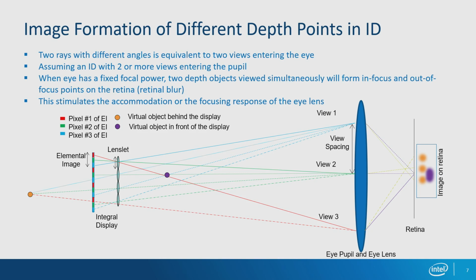So here is an example, an enlarged view of the human eye and a lenslet array of an integral display the viewer is seeing. In this case, we assume that there are three views entering the eye. So what we can see is that as the eye has a fixed focal power, one of the objects which is created by these different views comes in focus on the retina, and the object at a slightly different depth looks blurred or has sparse spots on the retina.